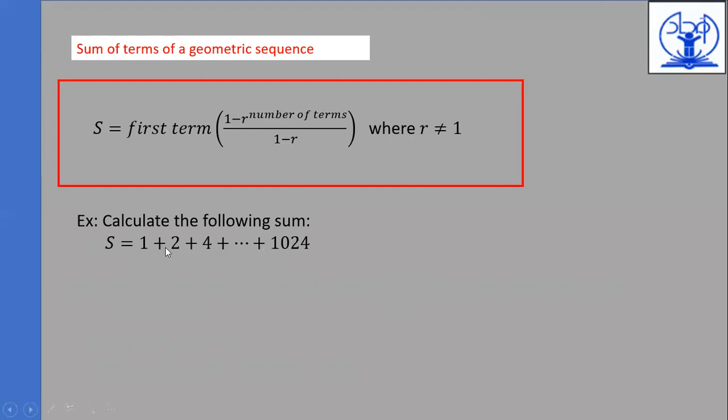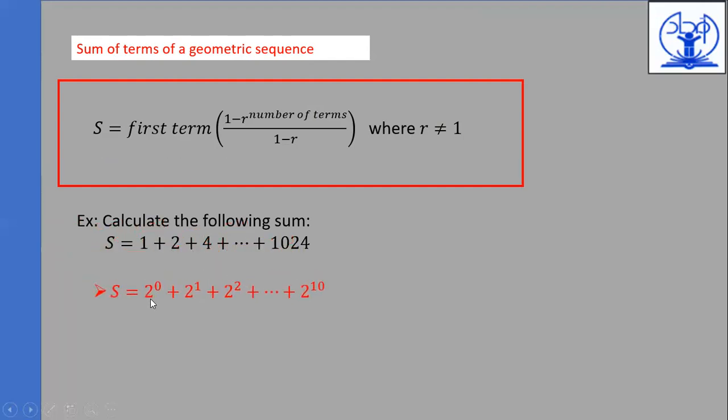Before finding the sum, you should characterize these terms. What about the terms themselves? 1, 2, 4, 8. Characterize this pattern. This is clearly a geometric sequence because we are multiplying by a constant, which is 2. 4 over 2 is 2, 2 over 1 is 2, and so on.